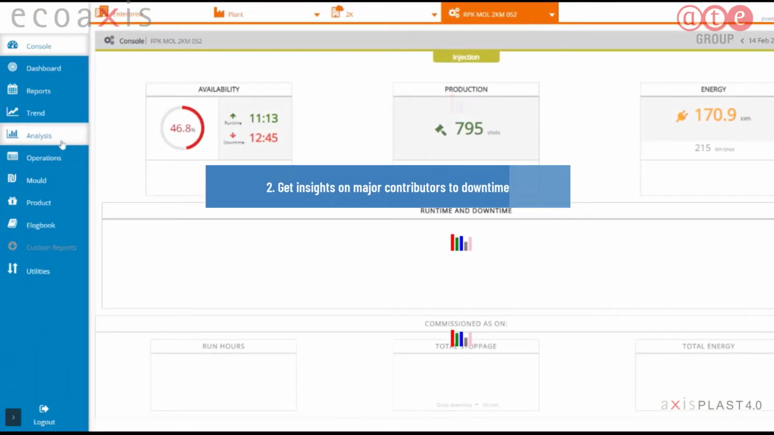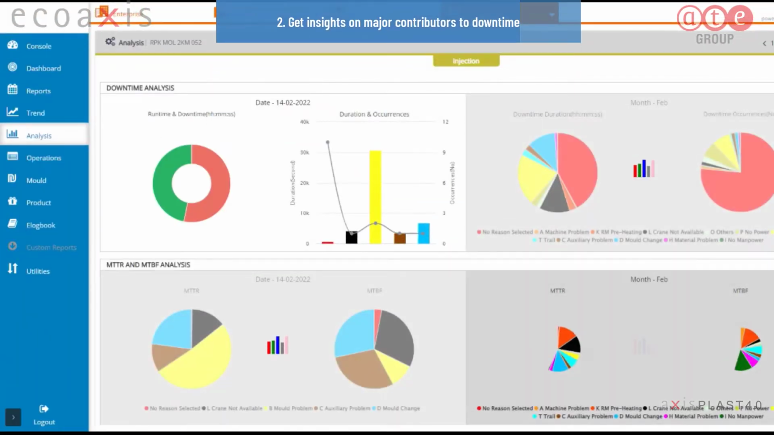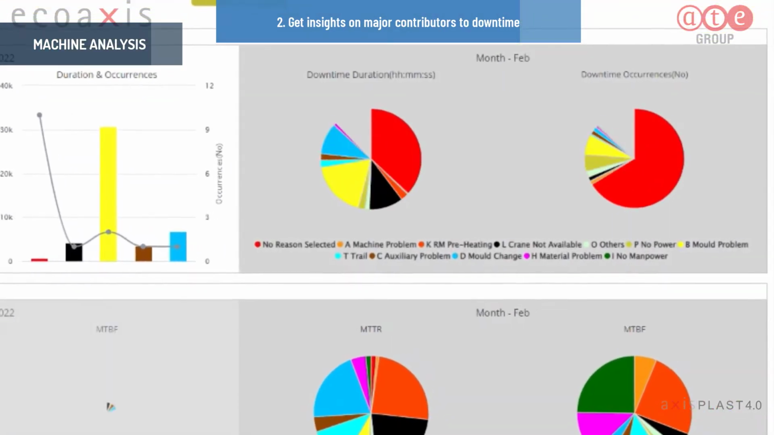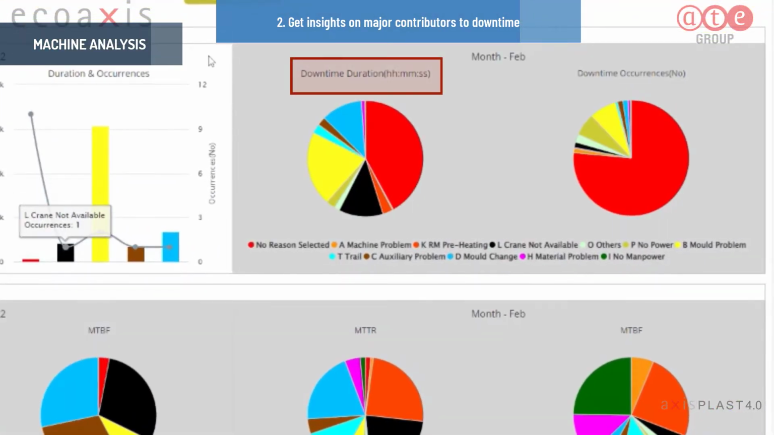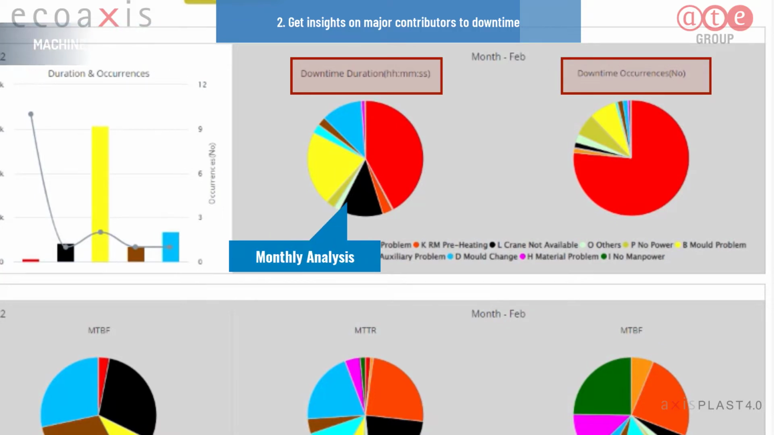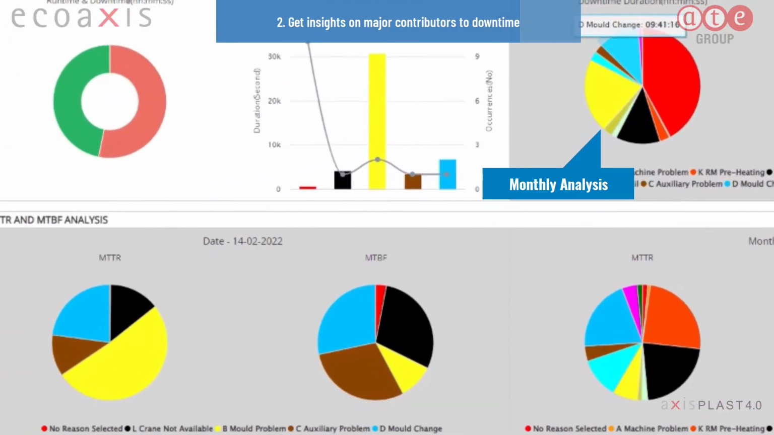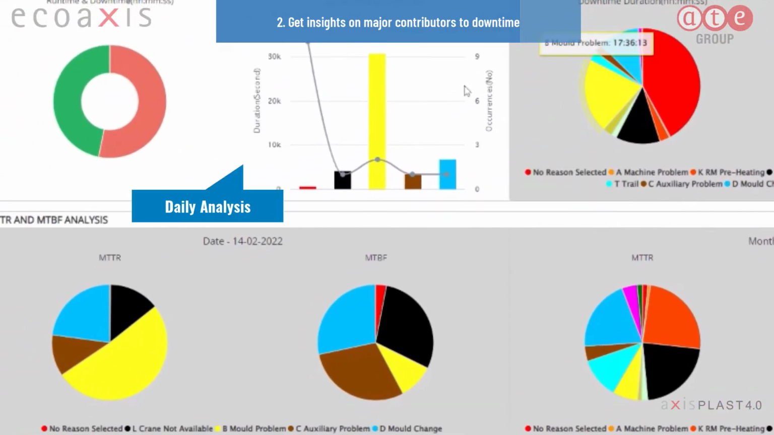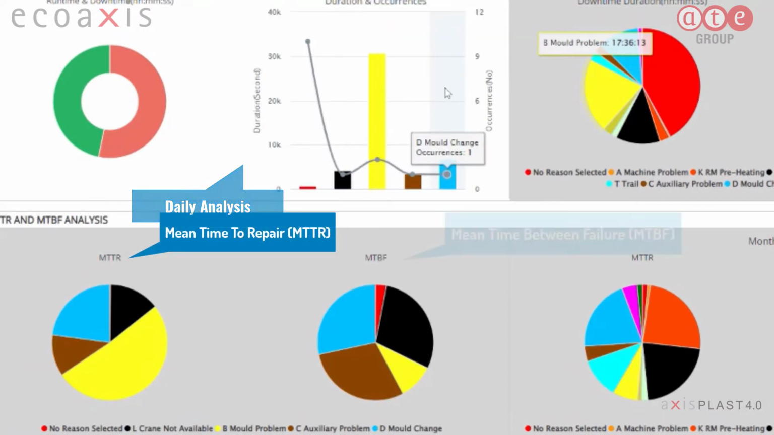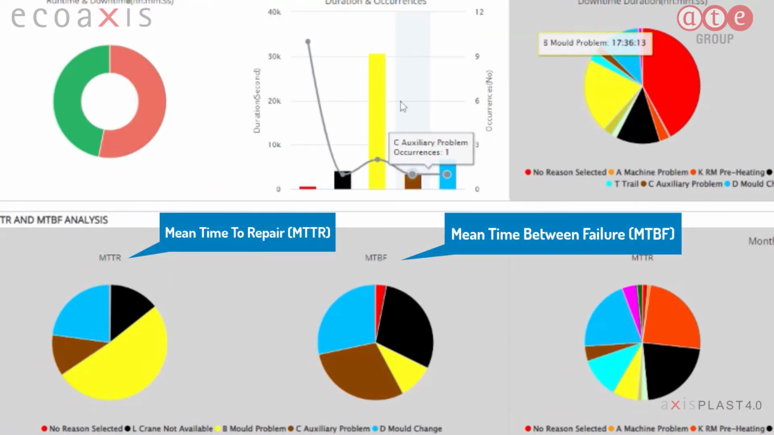axisPLAST machine-level analysis provides insights that determine the major contributors to downtime for the current month by time as well as frequency. It encourages machine operators to focus on important rather than immediate problems, leading to a significant enhancement in availability.